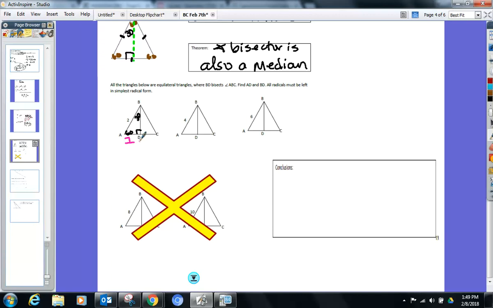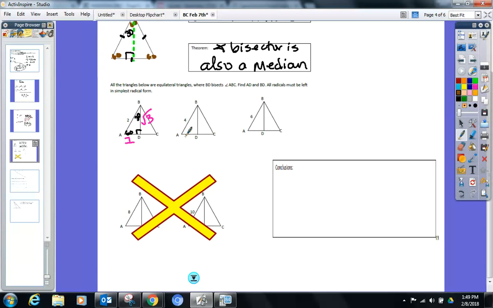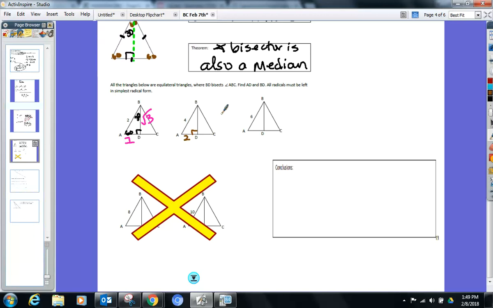What did you guys find? Square root of? Yep, square root of 3. No pattern really anyway, but let's go to the next one. If that's 4, what's AD? AD's 2, right? Because it's a median. Go ahead, simplest radical form, find BD. Maybe we'll see a pattern after this one.